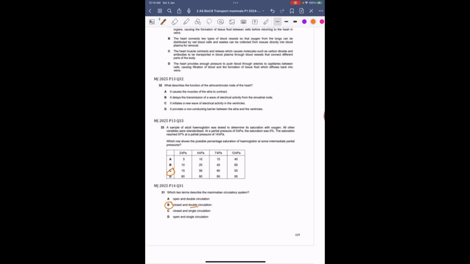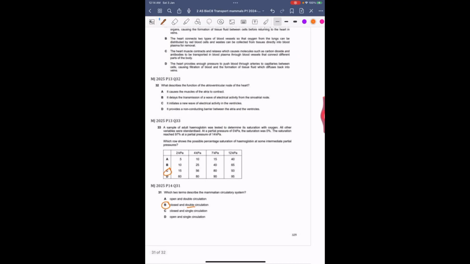This is C. It's because they're asking about the adult hemoglobins tested to determine the saturation with the oxygens, and at the partial pressure of 0 kPa, the saturation was about 0. But when you increase the saturations of the oxygens to about 97%, you get the partial pressure of 14 kPa. So which will show the possible percentage of saturation of hemoglobins.